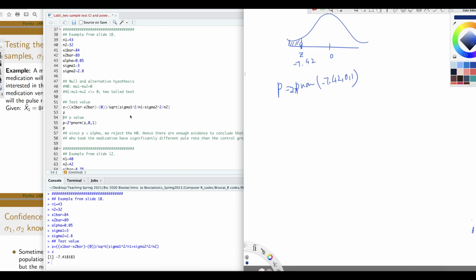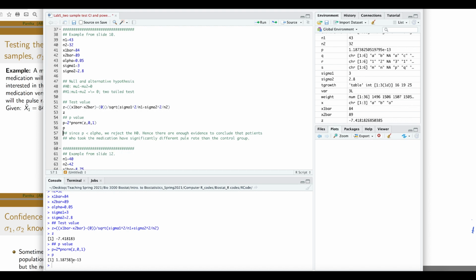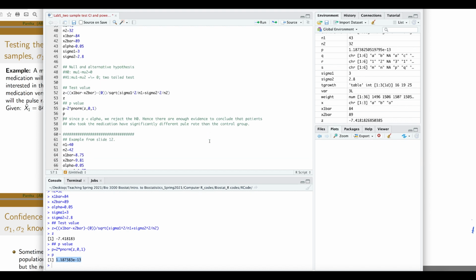So when you do that, you get p is very, very small, 10 to the power negative 13, which is very small. Since the p-value is less than alpha, we reject H sub 0, that is the null hypothesis. There is enough evidence to conclude that patients who took the medication have a significantly different pulse rate than the control group. Okay, that's what I got.